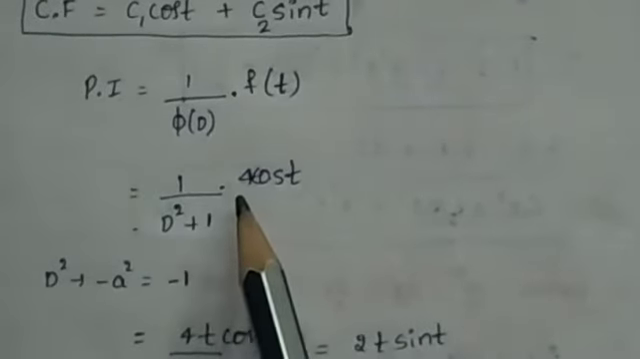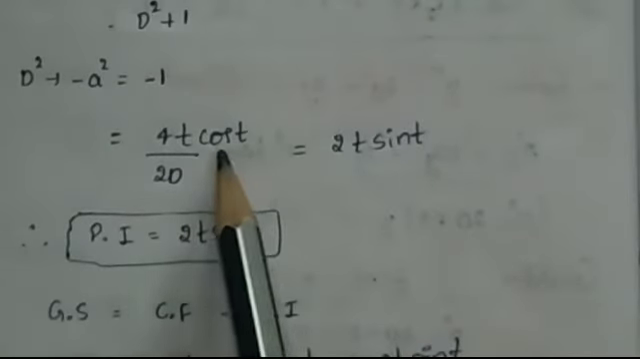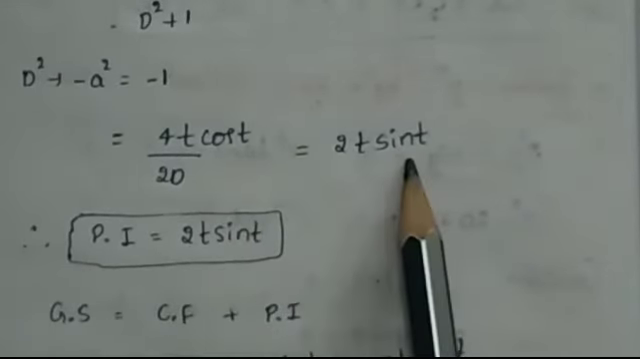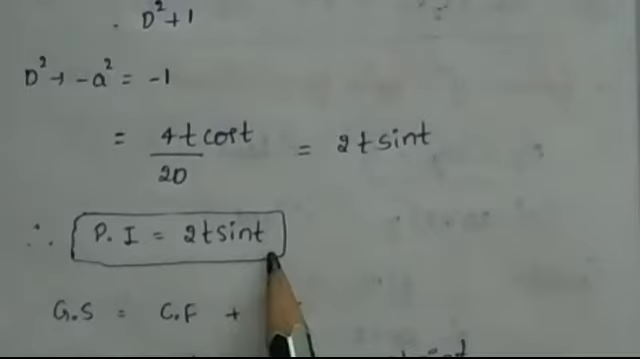So you multiply t and the differentiation of phi of D, you get 4t cos t by the differentiation of D square plus 1, which is 2D. Okay, which equals 1 by D cos t. 1 by D cos t is nothing but the integration of cos t. The integration of cos t is sin t. You get 2t sin t. Therefore, the particular integral is equal to 2t sin t.